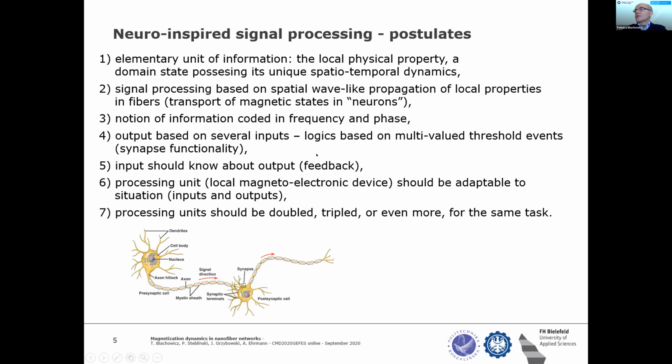From that result 7 postulates. It was written by me and my colleagues. So the elementary unit of information is a complex spatio-temporal property. The signal processing should be based on wave-like propagation. The notion of information is also complex, and it is coded in frequency and phase. And so on and so on.